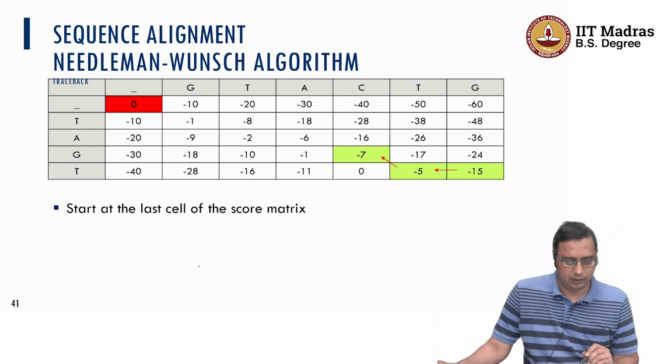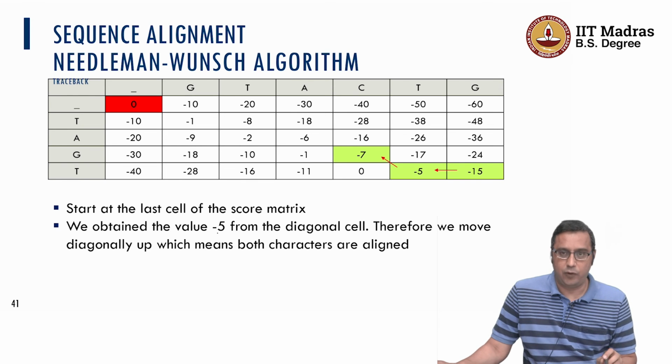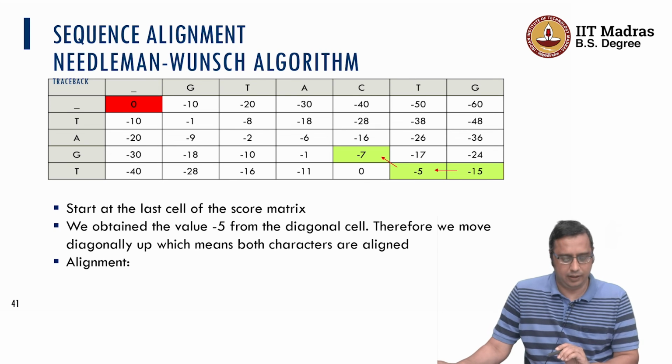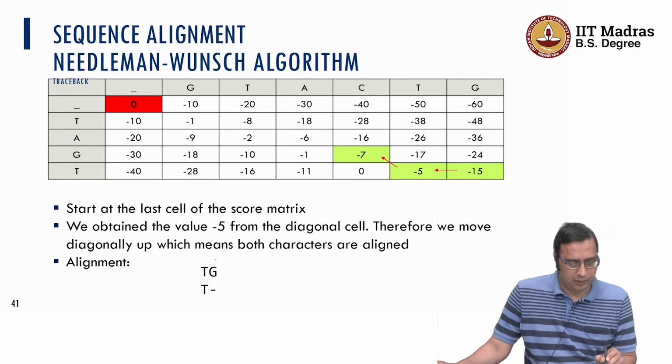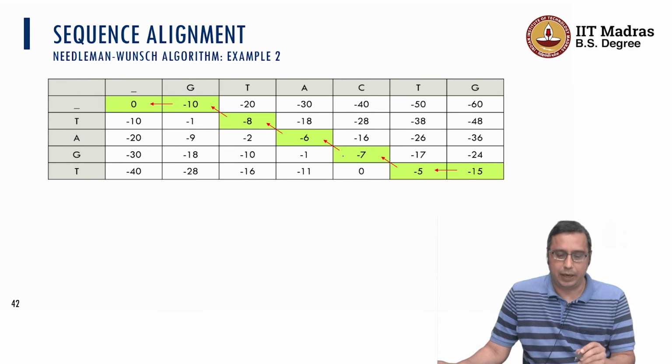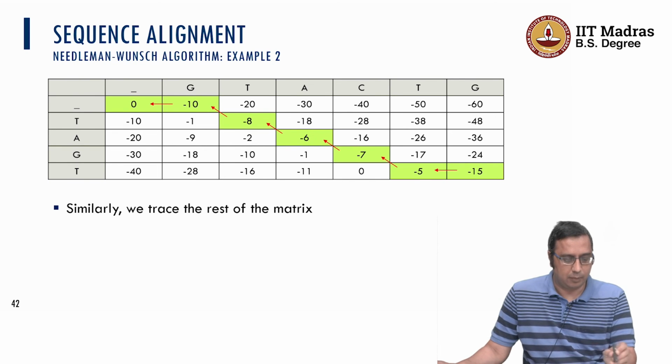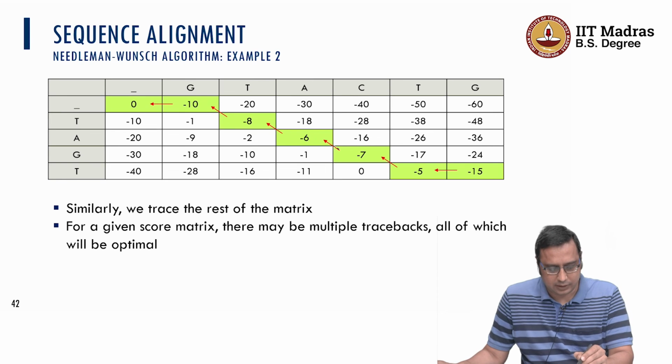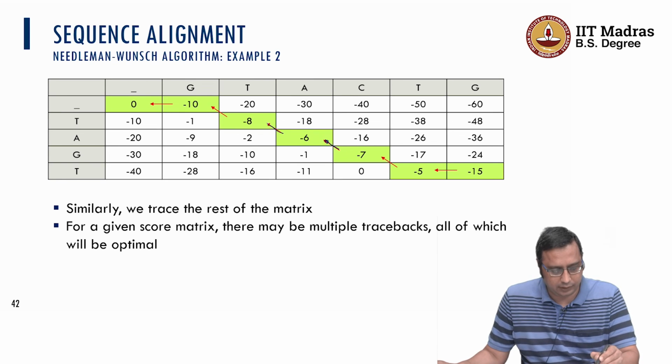Then again we'll do it. We obtain the value 5 from the diagonal cell, and therefore we are going to move diagonally up, which means there is an alignment, and here you can see T and T are aligned. So the alignment now will be TG, T gap. Remember, we are going in this direction. So I can go back again and look at the alignment where the arrow came from, and you can see that this is the complete alignment here, where this arrow has been used. After that, this arrow, and this arrow.